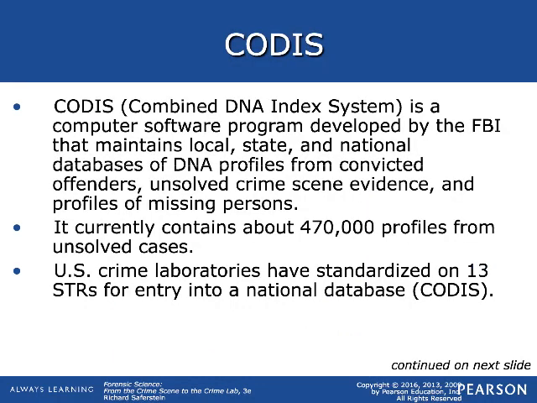CODIS is the Combined DNA Index System, developed by the FBI. It maintains local, state, and national databases of DNA profiles: convicted offenders, unsolved crime scene evidence, and missing people. Right now they're saying there are 470,000 profiles from unsolved cases. 13 STRs is what they use.